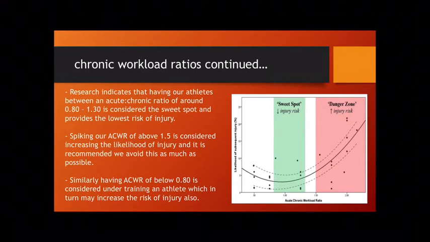Research from Tim Gabbett has shown that if we spike our acute chronic workload ratios above 1.5, it's considered that you're going to increase the likelihood of injuring our players. Okay, so this is obviously what we want to try and avoid as players and as coaches. We don't want to get our players injured. We want to have them available for selection each week, which if we train them at over an acute chronic workload ratio of 1.5, they're going to be in that danger zone.